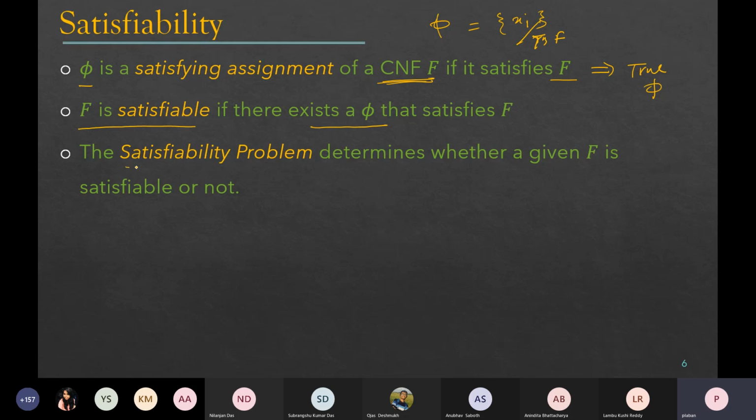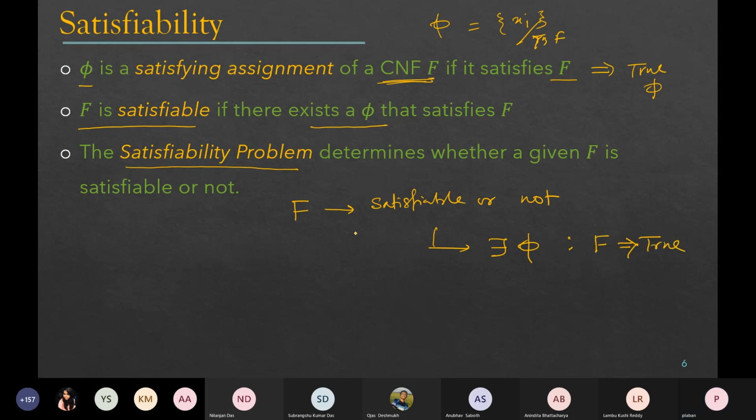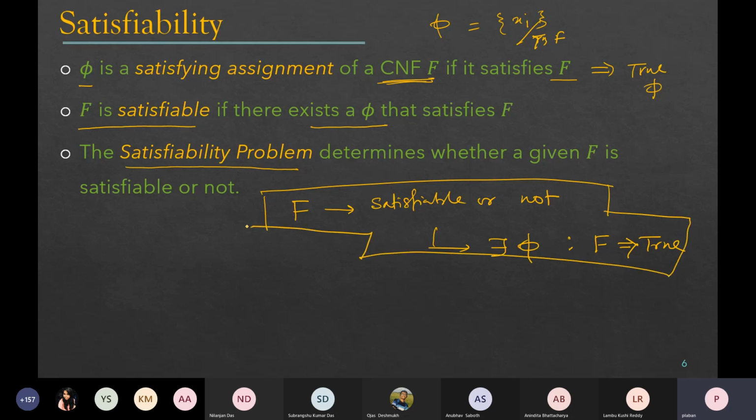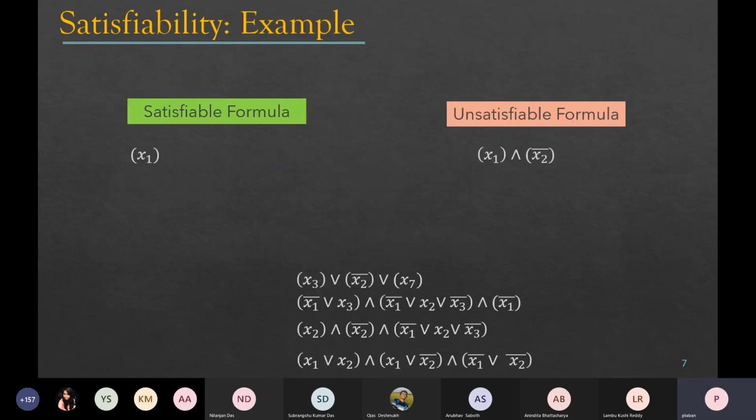Now, how do we define a satisfiability problem? As input, it takes a formula f and tries to see whether this is satisfiable or not. And how to check that? We need to come up with at least one assignment such that f evaluates to be true. So this is the whole description of the satisfiability problem, right?